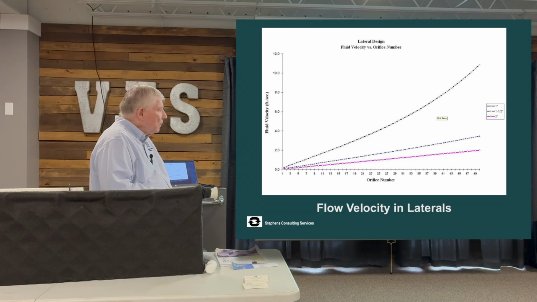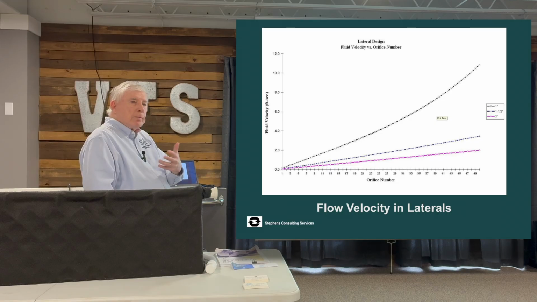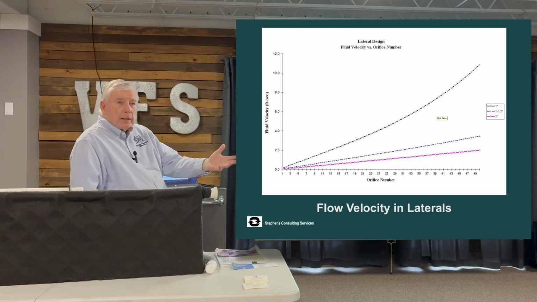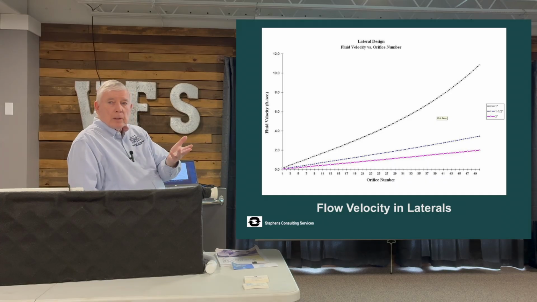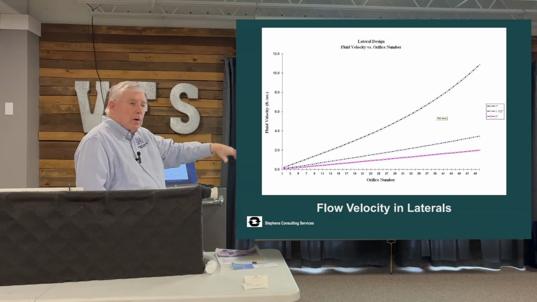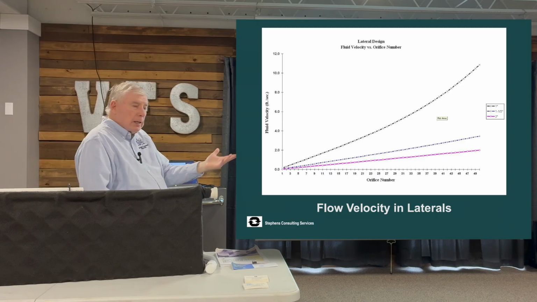So the bottom one here is a 2-inch pipe. So I can go out here 50 orifices and still have less than 2 feet per second. 2 feet per second is an engineering standard to try and keep solids moving in suspension in raw sewage. I learned that in college 60 years ago. So 2 feet per second in gravity pipe is a design standard.